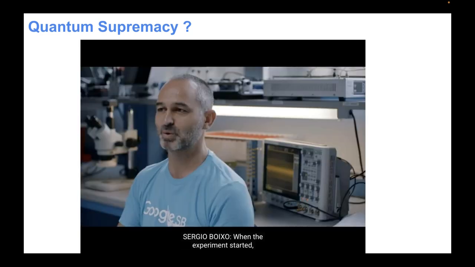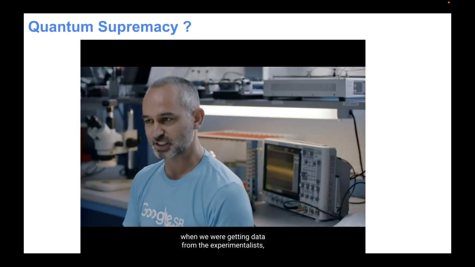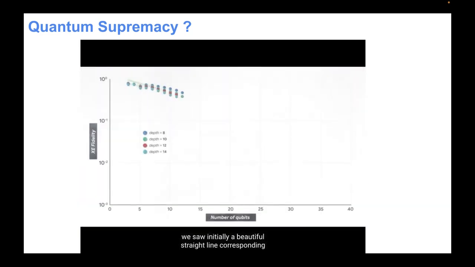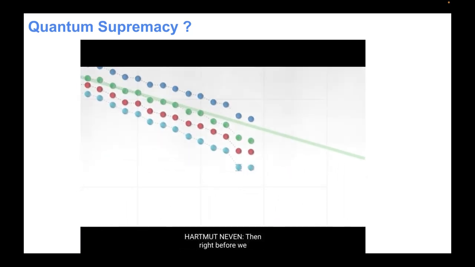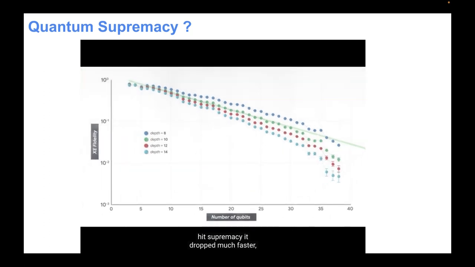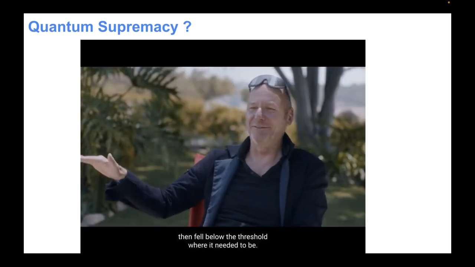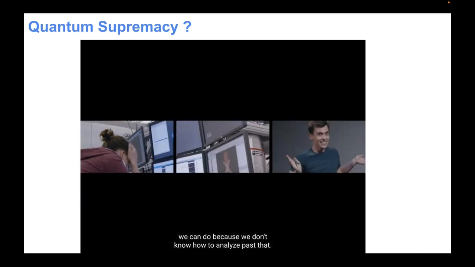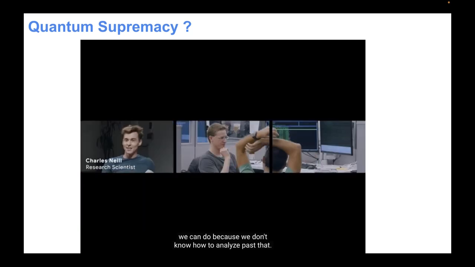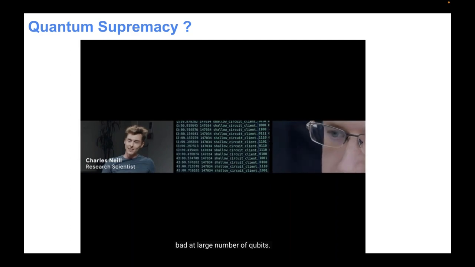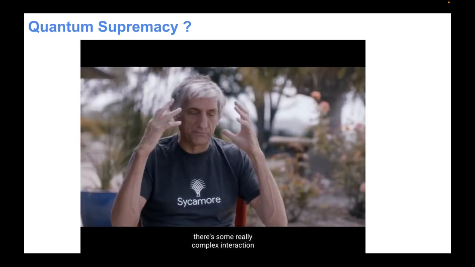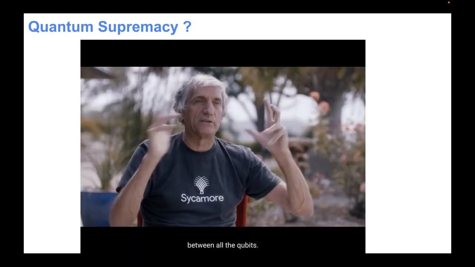When the experiment started, we were getting data from the experimentalists. We saw initially a beautiful straight line corresponding to our predictions. Then right before we hit supremacy, it dropped much faster and it fell below the threshold where it needed to be. And there's nothing we can do because we don't know how to analyze past that. So everyone's like, oh, we're screwed because it's getting really, really bad at large number of qubits. It's like, well, maybe there's some really complex interaction between all the qubits.